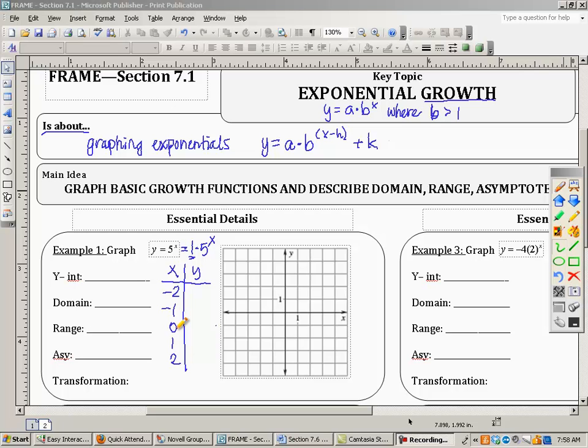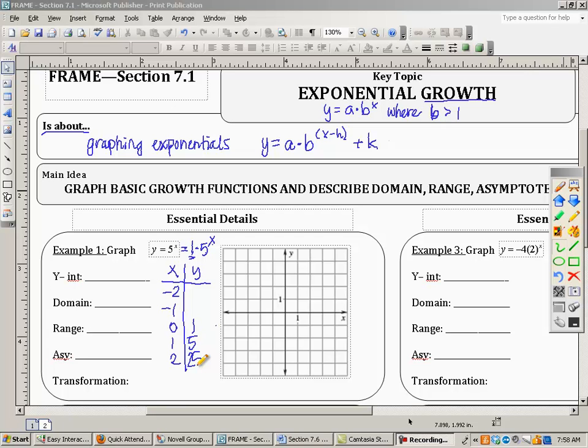5 to the 0 power is 1. Times that by 1, you get 1. 5 to the first power is 5. Times that by 1 is 5. 5 to the second power is 25. 25 times 1 is 25. And so positive exponents, I think you can do first power, second power, things like that.